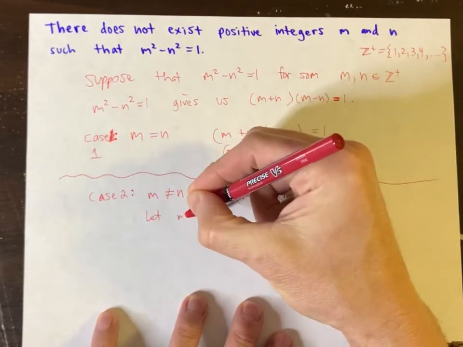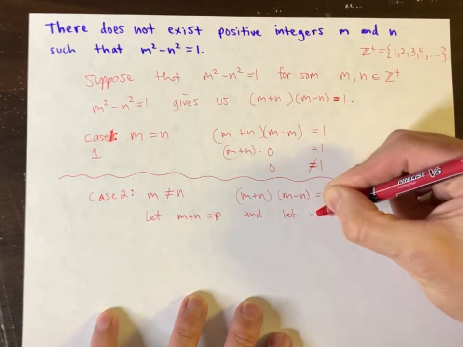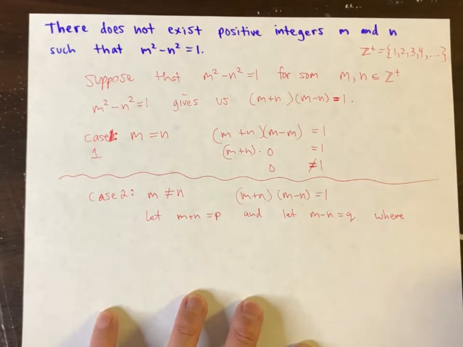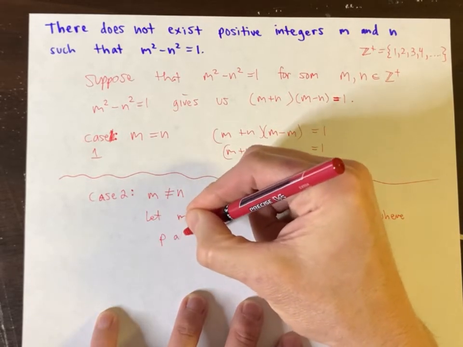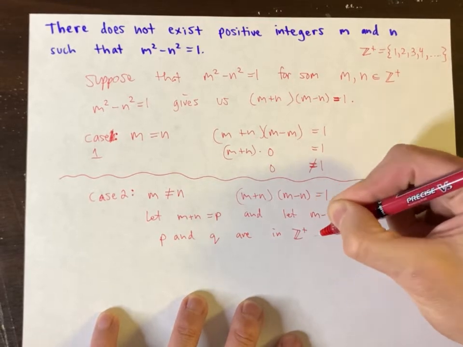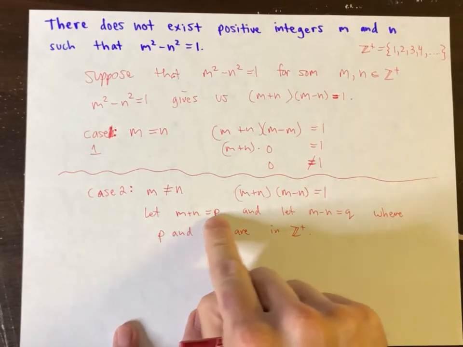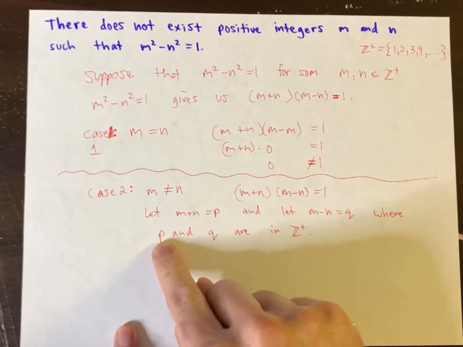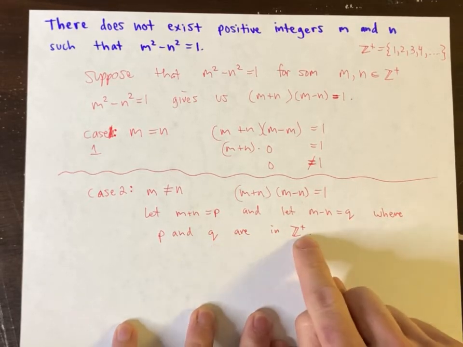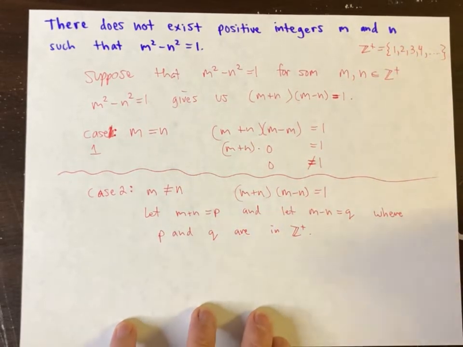Let's let m plus n equal p and let m minus n equal q, where p and q are in the positive integers. M and n are positive integers, so if you add them to get some other random letter p, that's also a positive integer. If you subtract them, that's still some number q in positive integers. Because what's the smallest that m and n could be? 2 and 1. If you subtract them, it's 1. 1 is still positive.